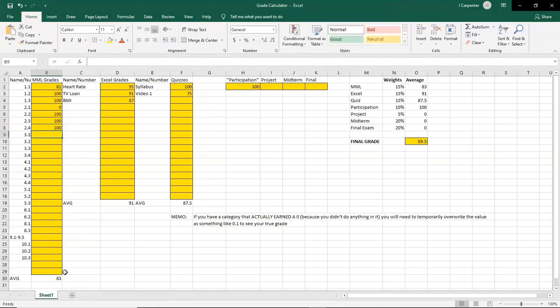And then if my MyMathLab average is going up, my final grade average is going up. Same with Excel, same with quizzes.